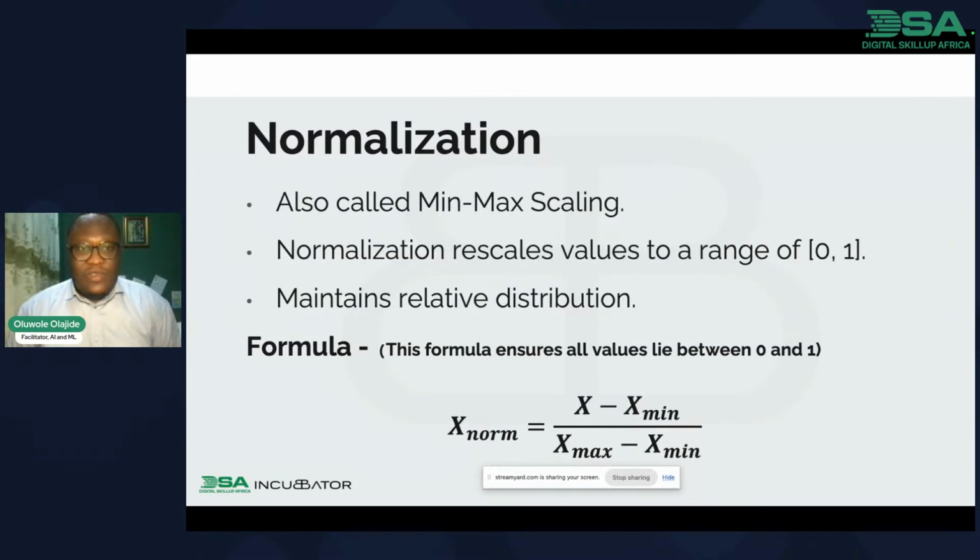So your normal range, which is equal to what? Your x is either your minimum value, or your maximum value minus your minimum value, then divided by what? Your maximum value, yes, minus what? Your minimum value. When we get there, you will see it. There's an example I've actually created. So this is your formula for normalization.